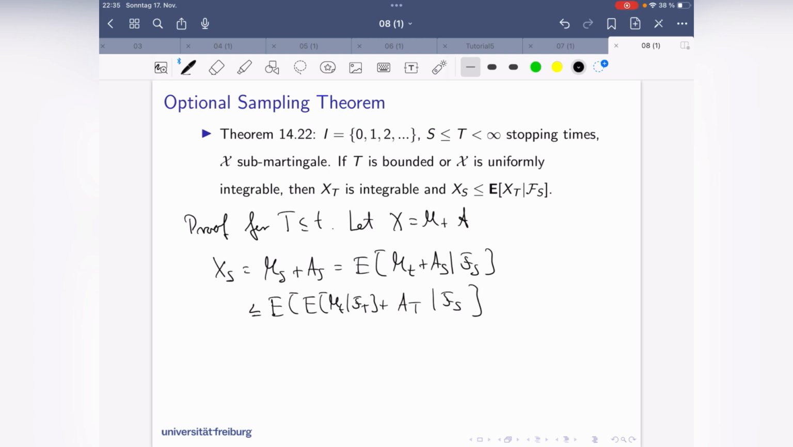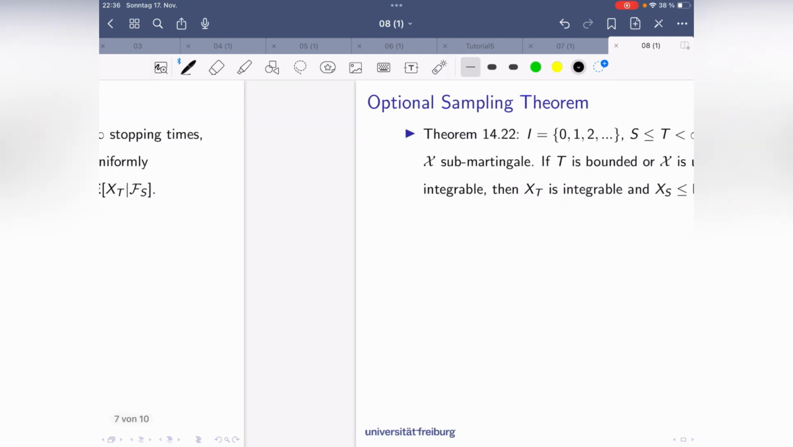Why can I do this? Because F s is a subset of F T. And yes, F s is a subset of F T. And in the expectation of the conditional expectation, this F s here remains, so it's the same as this here. And this here now, we're using the property that we had before, that this here is M index capital T plus A index capital T given F s, which is exactly what we want because this here is x at the stopping time T. And we are done in this case. So that was one of the two proofs.